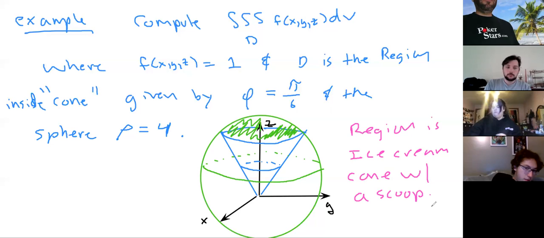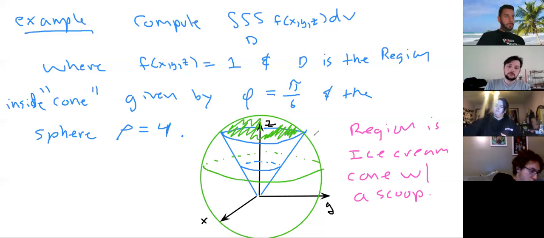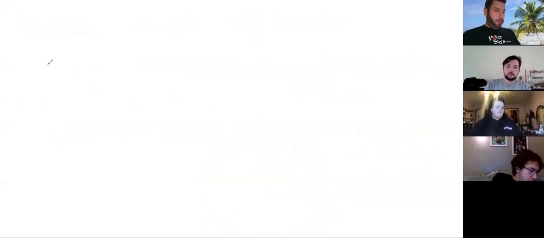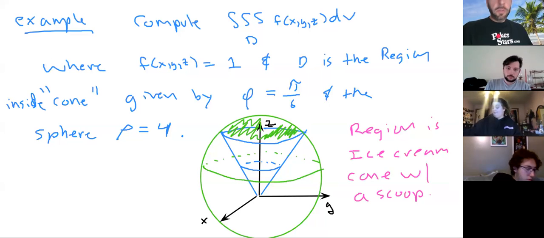Okay, so what's interesting though is you need to figure out what these sort of intersection points are. So let's draw this again. Sort of imagine what our solid really is. What color did I use for that? Blue. Yeah, okay, so blue and green.